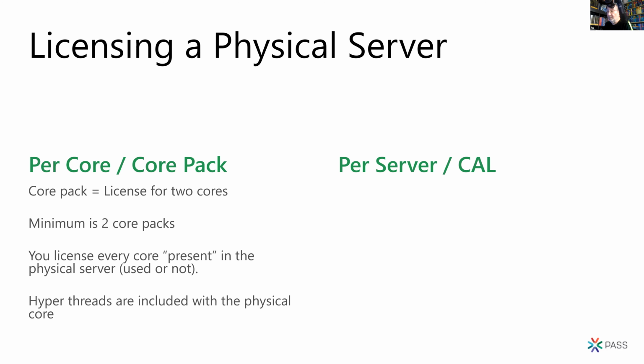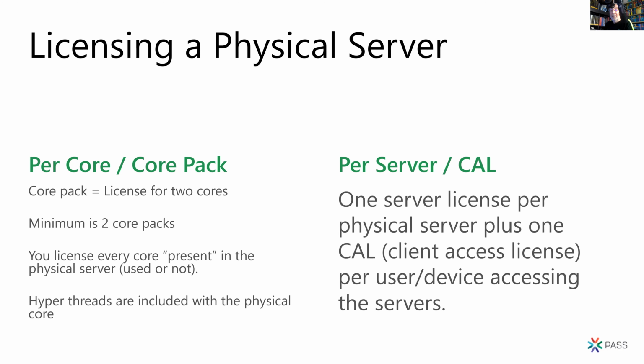Hyperthreads are included with the physical core. So when you license a physical machine, you don't have to license the hyperthreading. If you have 4 cores, you turn hyperthreading on, you see 8 cores in the operating system, but through the hyperthreading, you only have to pay for 4, and therefore you need 2 core packs for all that. With per server and client access license, you need 1 license per server, per physical server, plus 1 client access license per user. If you have 10 servers, you buy 10 of the server licenses, but you still only have to buy 1 client access license per user, even if the user uses all 10 of them. Again, unfortunately, only available in Standard Edition for new purchases.